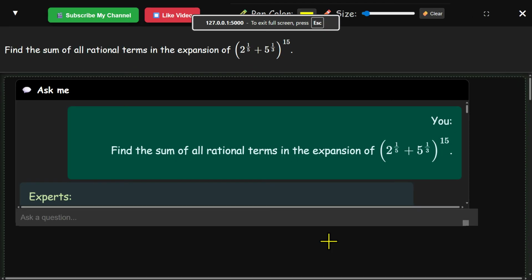देखो नेक्स्ट क्वेश्चन क्या, फाइंड द सम ऑफ ऑल रैशनल टर्म्स इन द एक्सपेंशन ऑफ (2 to the power 1/5 + 5 to the power 1/3) whole to the power 15. Find the sum of all the rational terms in the expansion of this one. Okay, इसका सॉल्यूशन देखो.